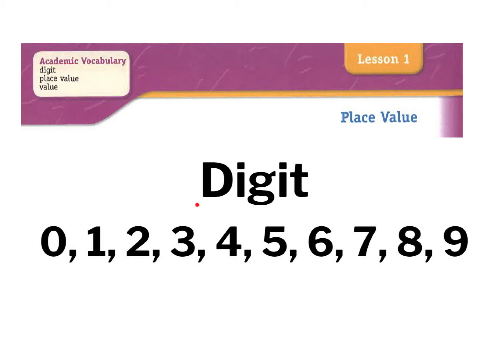The first one is the word digit. A digit is any of these numbers, 0, 1, 2, 3, 4, 5, 6, 7, 8, 9. So if somebody ever asks what digit, you would look at the number.